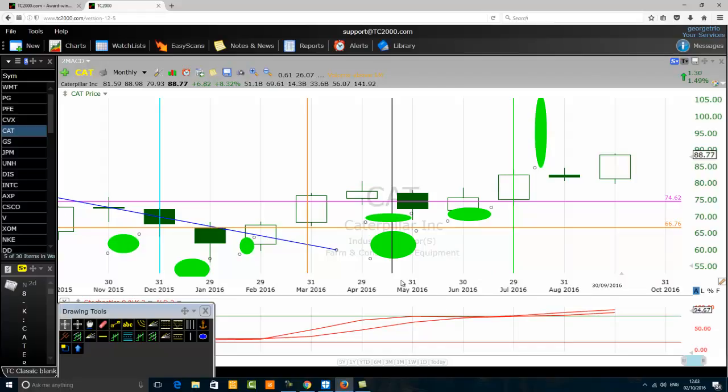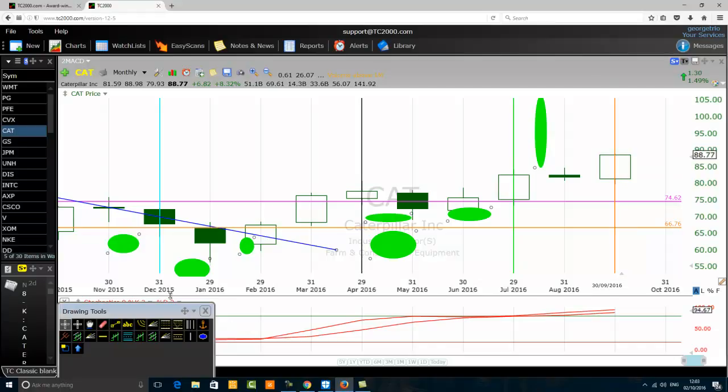The second quarterly candlestick bar starts from the beginning of April. So April, May, June. That's another quarterly candlestick bar here. And the third quarterly candlestick bar is from July, August, and September. Now another candlestick bar is now closed.